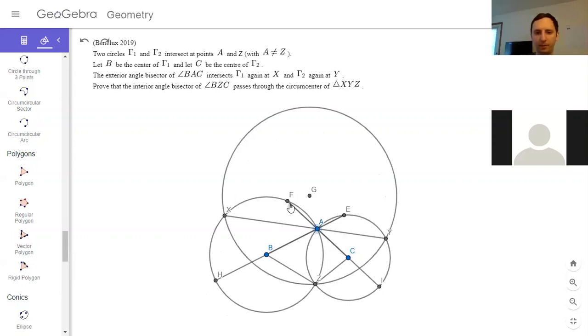Well, I think we can use an angle chase to show FHIE is cyclic, because this angle, AZ is the bisector of GZF.